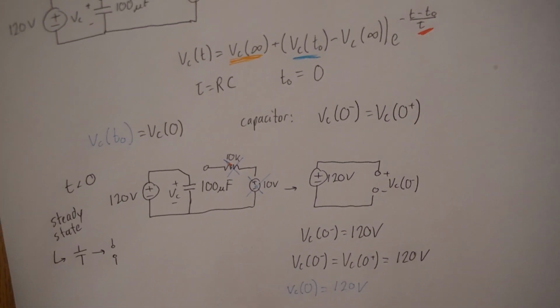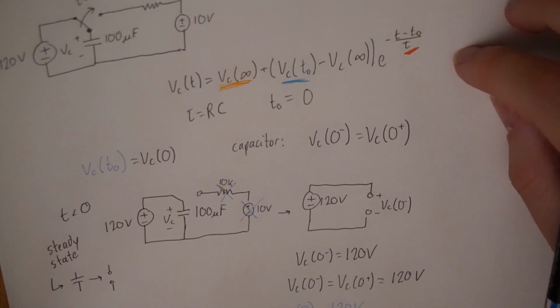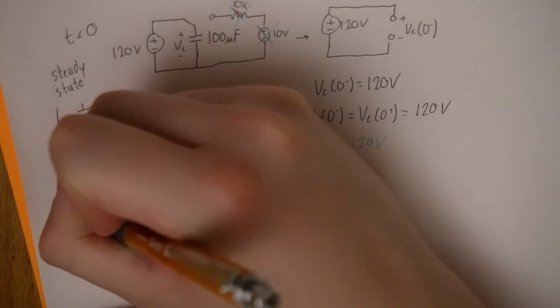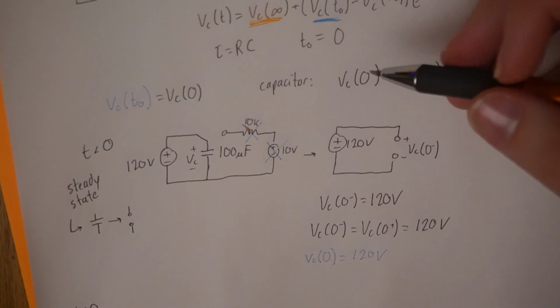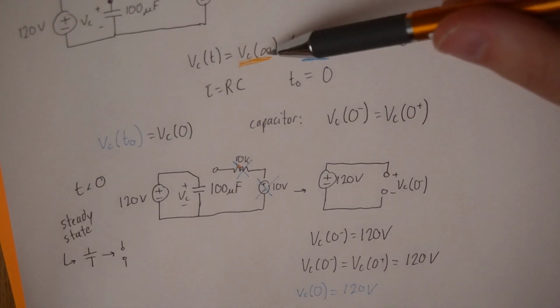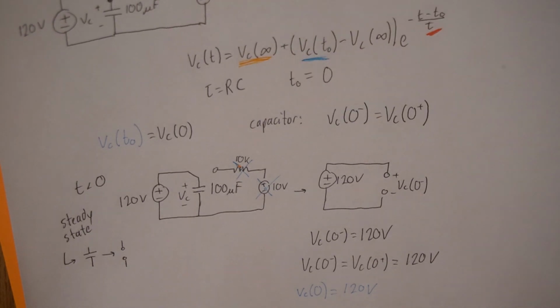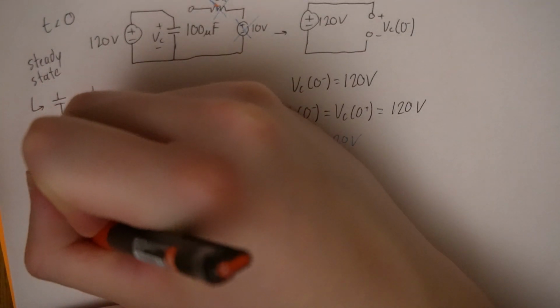Now the next easy thing to do, actually we've got to draw the circuit for t greater than 0. For time greater than 0, this is where most of our analysis will come into play. We need to find the final value, VC at infinity, and we need to find tau, which is dependent on what is R. So let's find what is R.